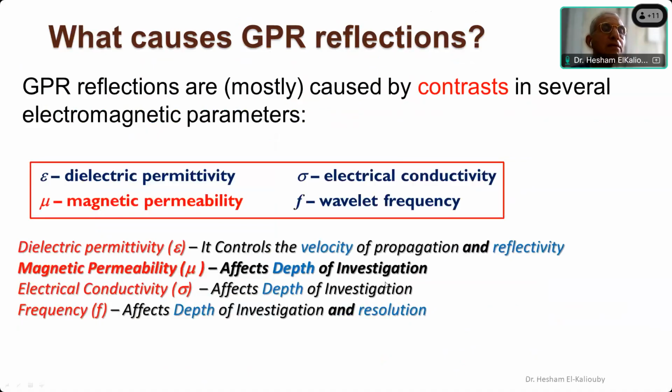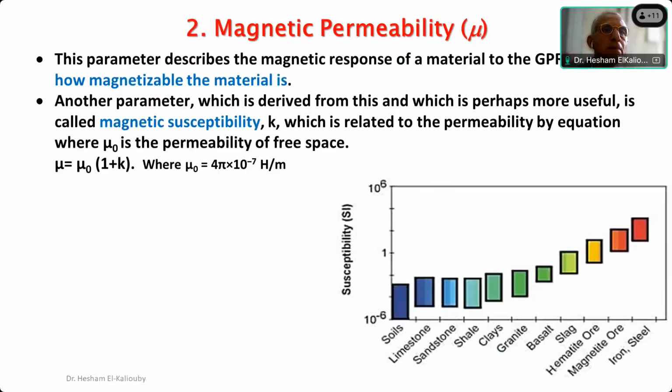The second physical property, which is magnetic permeability, just shows us how strong the magnetization of this material is, how magnetizable the material is. So it's measured by the magnetic susceptibility or permeability.